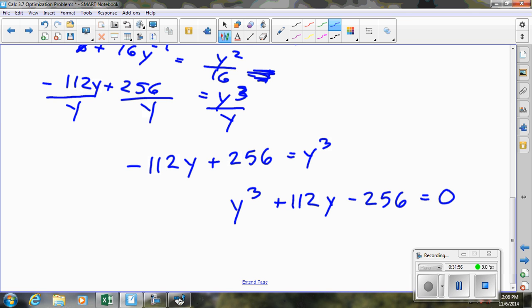Well, there are formulas that will allow us to solve a general cubic. They're kind of bloody. We could also use our graphing calculator and just type in the equation and tell it to solve for y, and it will give us some values.